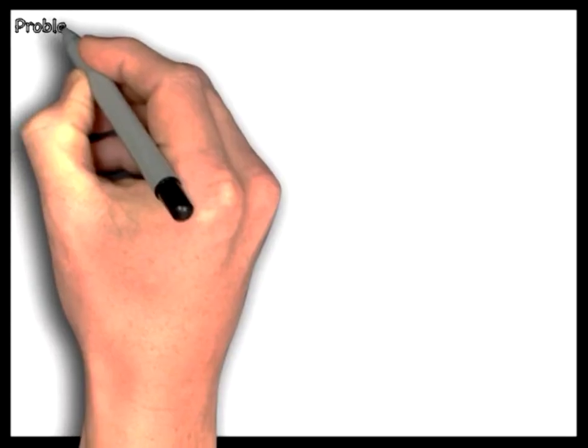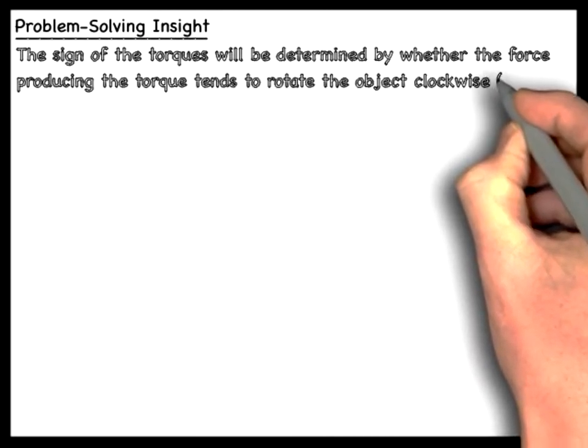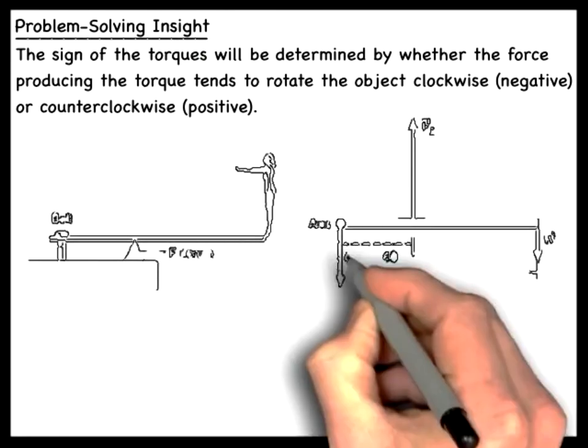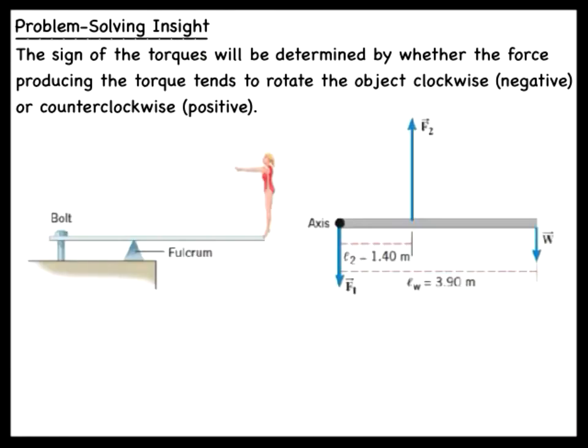As a problem-solving note, the sign of the torques that go into the sum in step 5 will be determined by whether the force producing the torque tends to rotate the object clockwise or counterclockwise. For example, here is a diver standing at the edge of a diving board and the corresponding free body diagram. The axis of rotation was chosen where a bolt holds the other end of the diving board fixed.